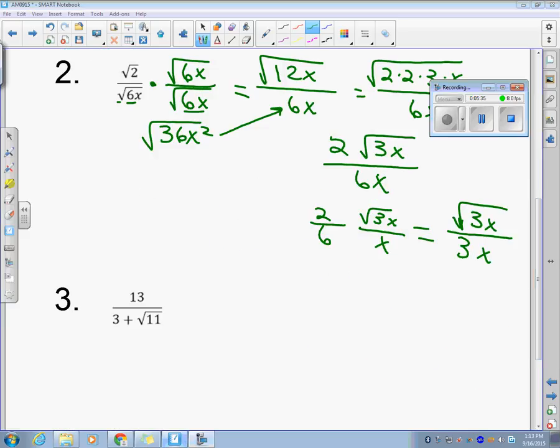Question number 3. You still have to rationalize because you're not allowed to have a radical in the denominator. The difference between the first two examples and this one is this is what we call a binomial. A binomial means that it has two terms in the bottom. And terms, remember, are separated by plus or minus. So in the first two examples, we had one term. In this example, we have two terms.